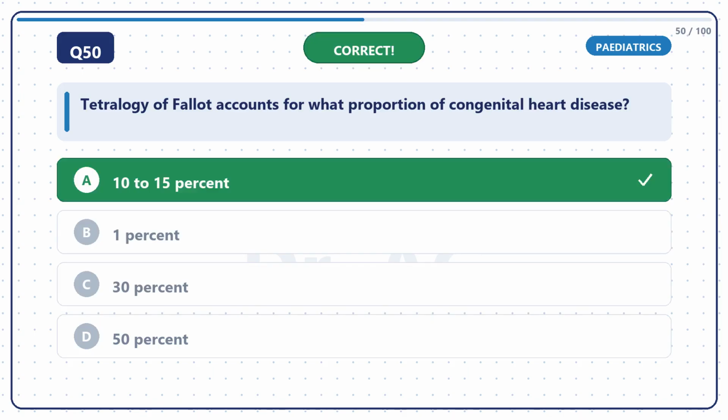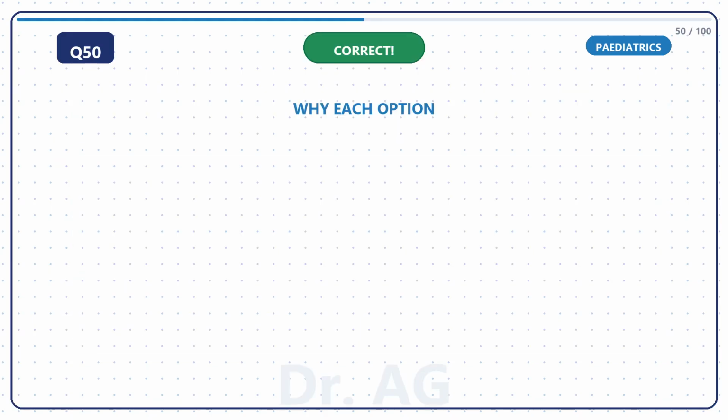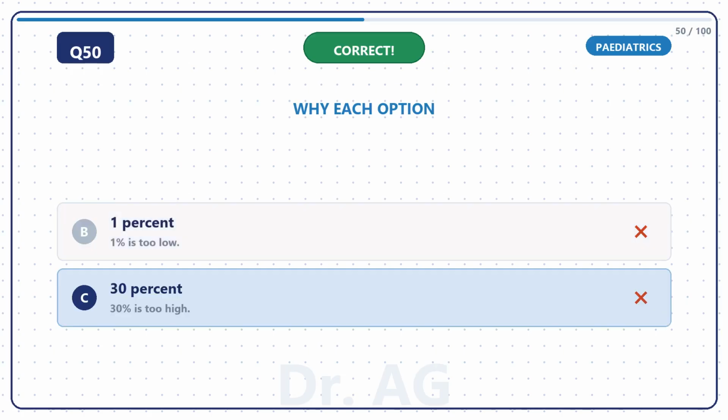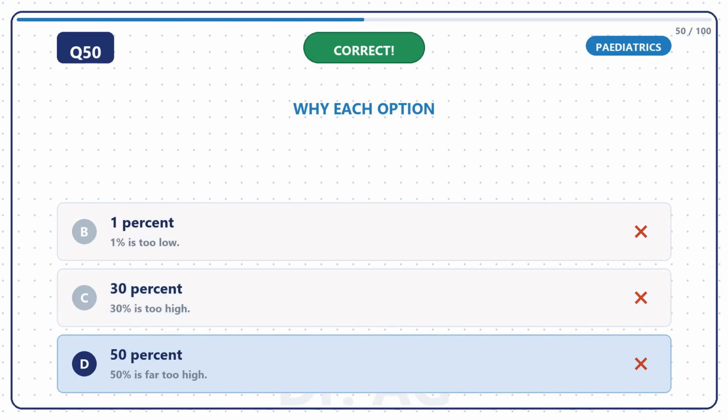The correct answer is option A. 10 to 15%. Let's go through the options. 1%. 1% is too low. 30%. 30% is too high. 50%. 50% is far too high.